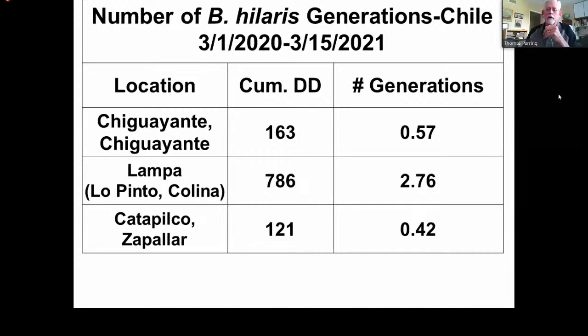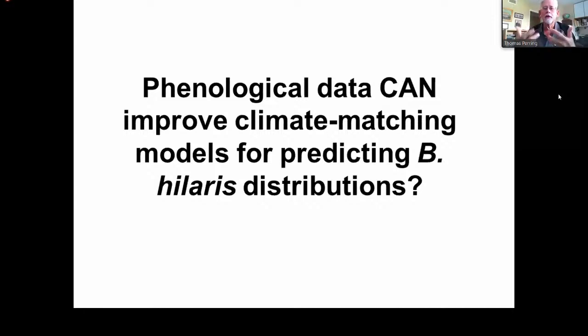In Lampa, yeah, you're looking about like northern coast and coastal California. So that's where problems are going to be very big. And my guess is that's where the problems have been large. And then if we move up even a little bit north of Lampa to Catapilco, again, we're about half a generation per year. Now, I realize these weather stations might be at higher altitudes and might be giving some false cold data. But the point of this is that for sure, these phenological data can improve our climate matching models. And if they could be overlaid on the great work that's already been done, for every place in the world that's got a good climate monitoring program, I think we could get more precision on our predictions for B. hilaris distributions.